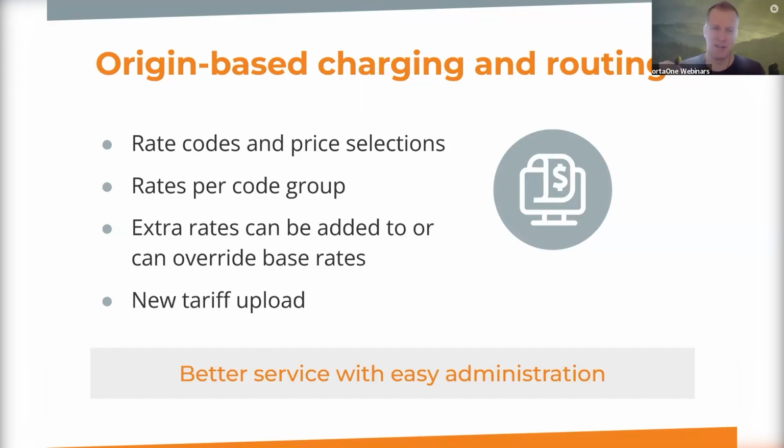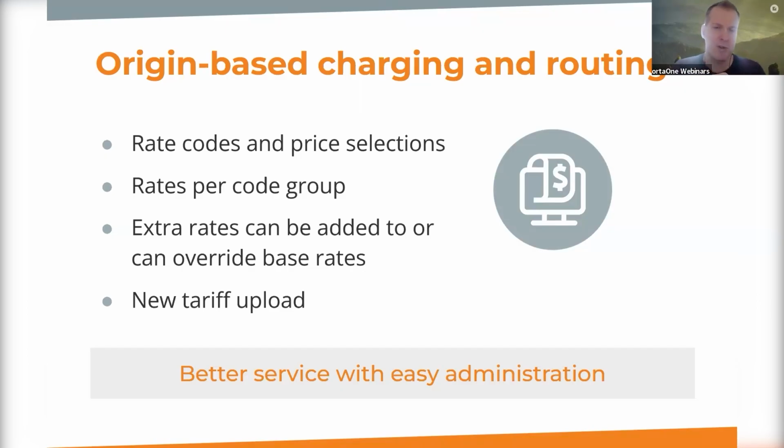Sometimes they are added to the base price, so they basically work as some sort of a surcharge. And that's exactly what we implemented. So in new tariffs, your destination-based pricing will be uploaded into what we now call base rates. And then any origin-based surcharges or origin-based final prices will be uploaded as extra rates. So for any base rate in your tariff, you can have multiple extra rates, and those are typically origin-based rates.